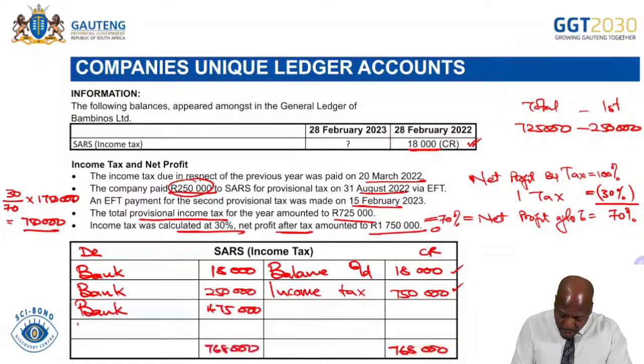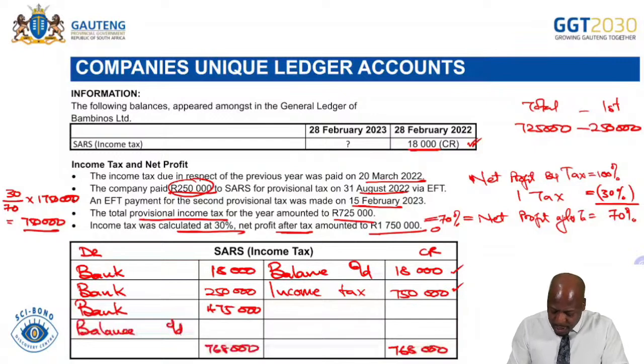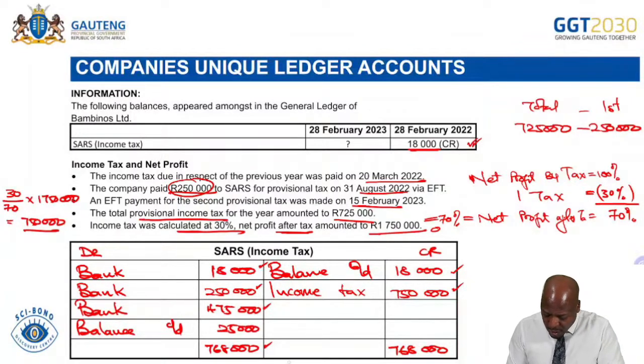And then we're now going to get our balance carried down. 768 minus that, minus that, minus that. It will give you how much? Okay? 768 minus 475 minus 250 minus 18. Thank you. It gives you 25,000. So we come here. You are now going to get your balance brought down. That is going to be your 25,000. That is how we would do it.